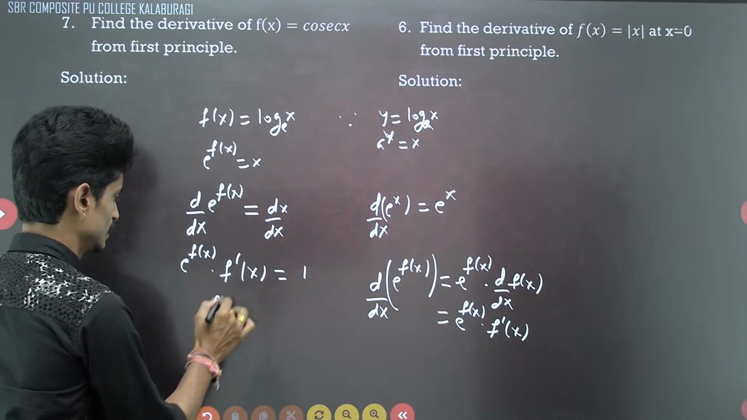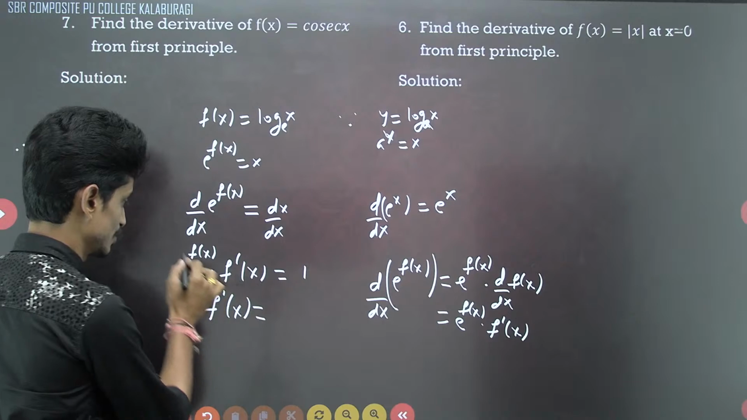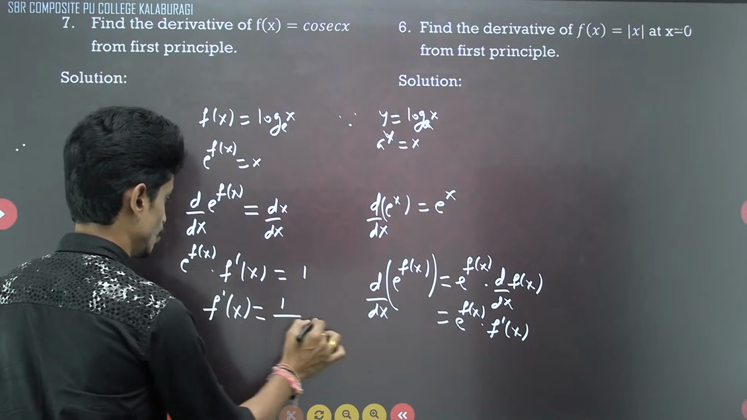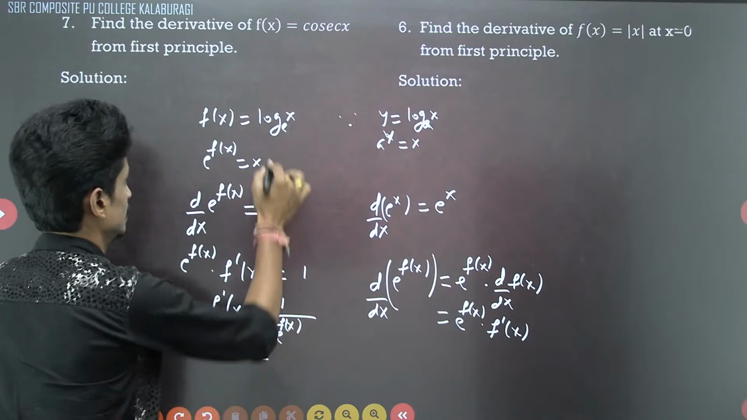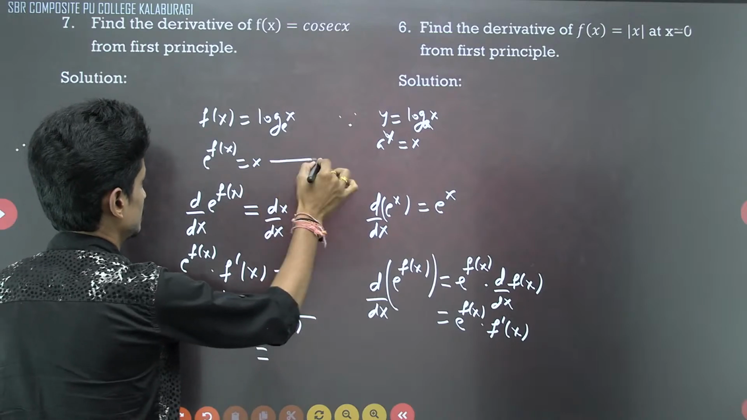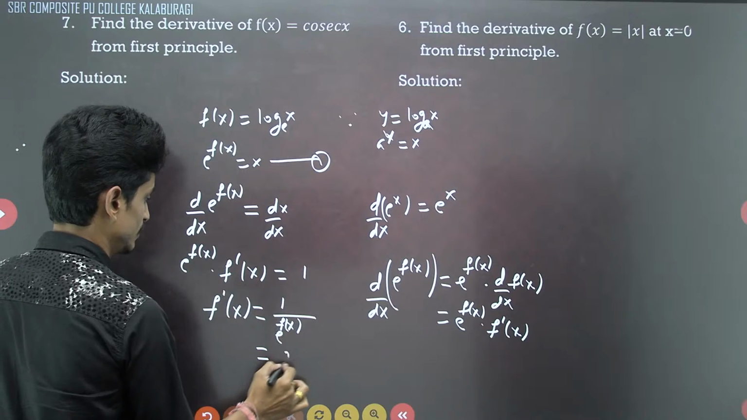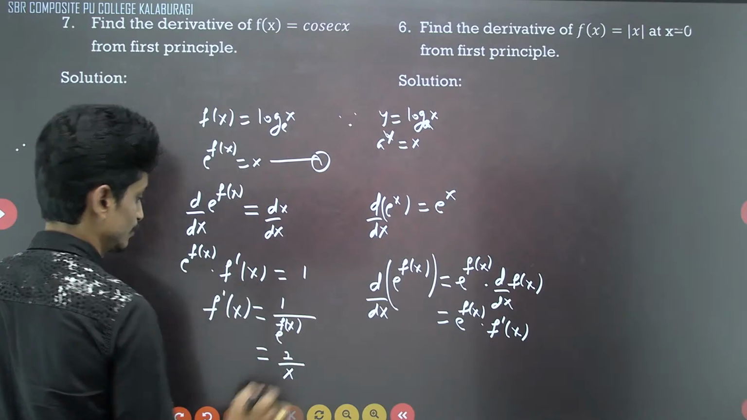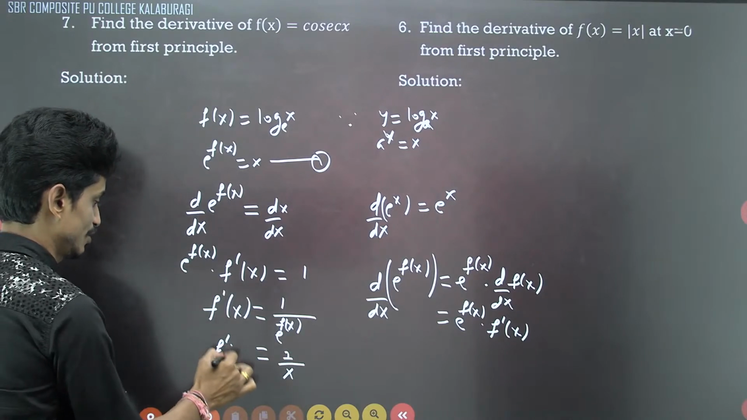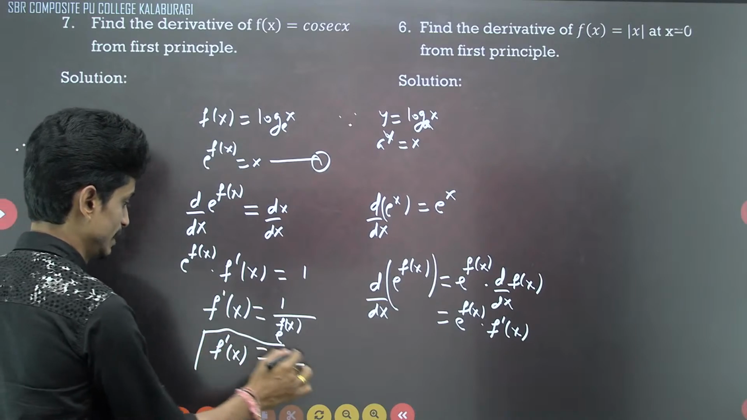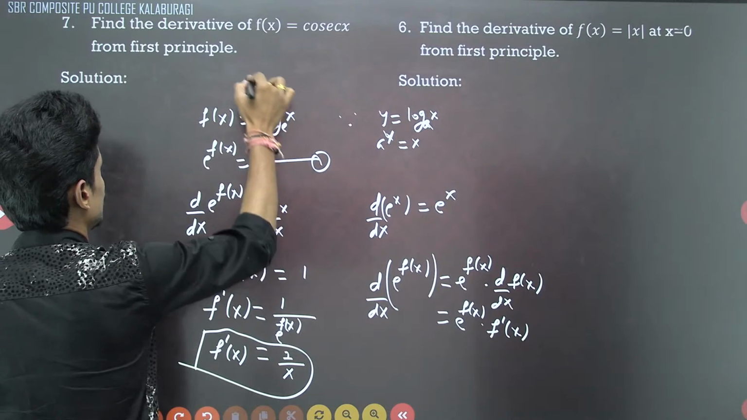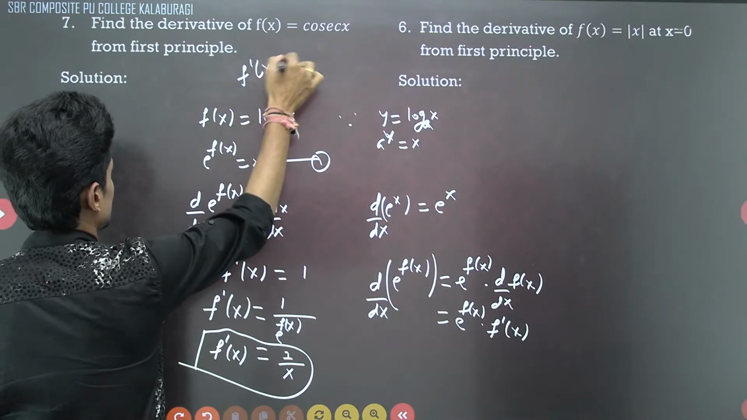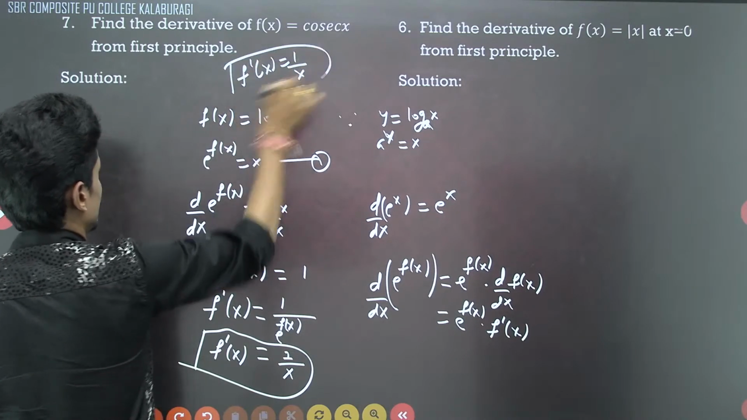After that, this f dash of x I will keep as it is, e power x I will shift that side. 1 divided by e power f of x. Listen, what is e power f of x? This is equation number 1. That is 1 divided by x. So f dash of x is nothing but 1 divided by x. In an easy way I have shown it for you. That is, f of x equal to log x means f dash of x will be 1 divided by x.